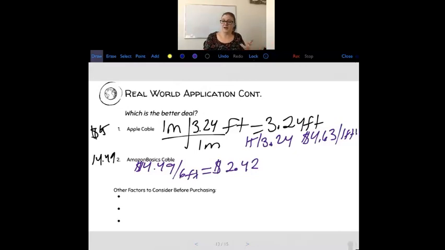So if you're thinking about it in terms of cost per foot, the Amazon Basics cable is the better deal. You're paying less, but you're getting a longer cord. But again, as we talked about, there's different things to consider before purchasing. Maybe brand is important. The Amazon Basics cable has the nylon braiding. Maybe it will make it more durable and last longer and things like that.